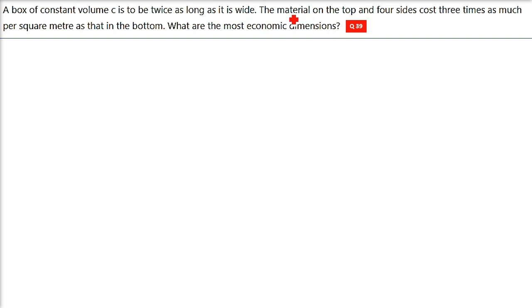The material on the top and the 4 sides costs 3 times as much per square meter as that in the bottom. What are the most economic dimensions? So length, breadth, height, this we have to find out. This is a box, and in this box there are some certain guesses here. So we need the dimensions.